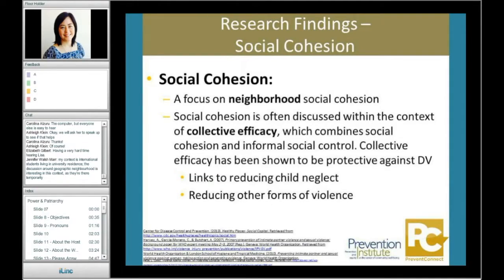Okay, so moving forward, we didn't do a comprehensive or exhaustive review of the literature, but tried to pull some recent articles and offer them here to you. What we found is that in terms of social cohesion and its relationship to sexual and domestic violence, there's some literature that focuses particularly on neighborhood social cohesion, as Emily described, and also on the relationship between social cohesion and collective efficacy. Social cohesion is often discussed within the context of collective efficacy, and collective efficacy is really the combination of two factors, social cohesion and informal social control. Collective efficacy has been shown to be protective against CV. Also, there are some links in the research that connect social cohesion as a factor related to reducing child neglect and other forms of violence.